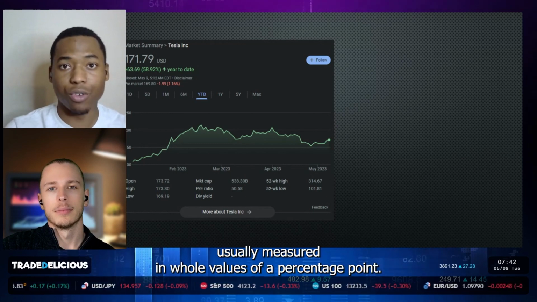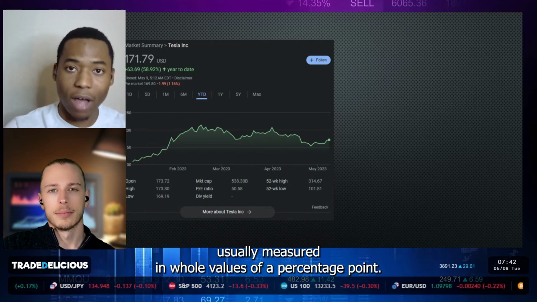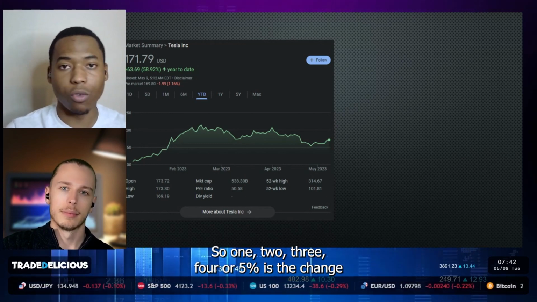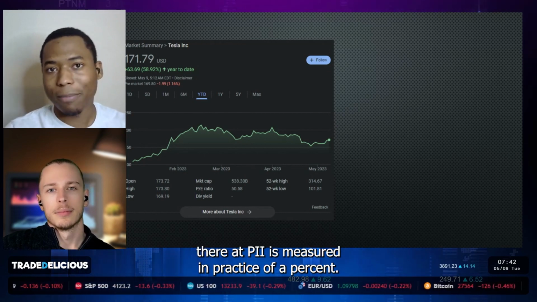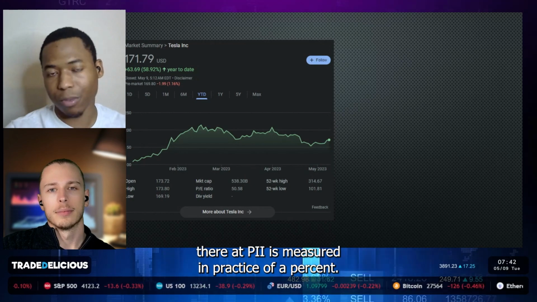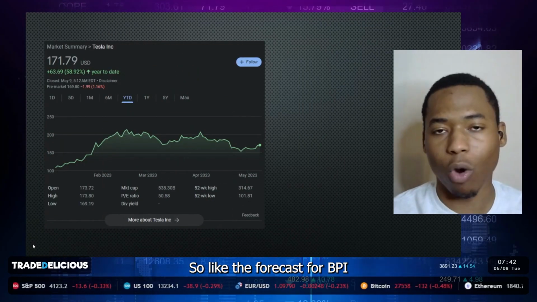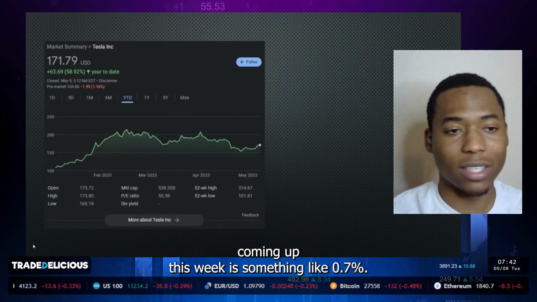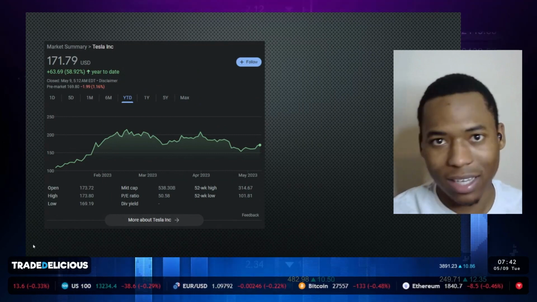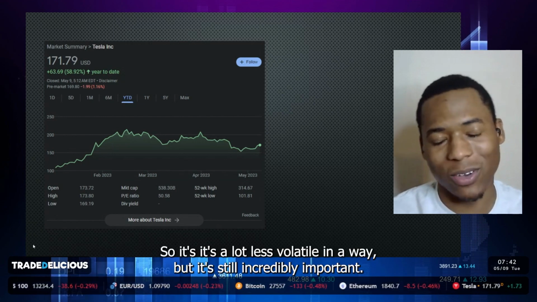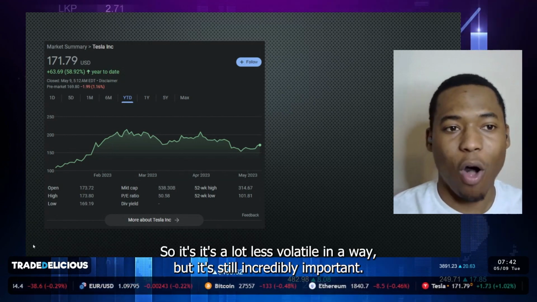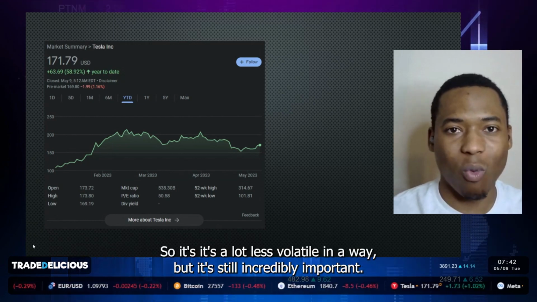PCE and CPI are usually measured in whole values of a percentage point. So 1, 2, 3, 4, 5% is the change there, and PPI is measured in fractions of a percent. So like the forecast for PPI coming up this week is something like 0.7%. Usually we're off by 0.1%. So it's a lot less volatile in a way, but it's still incredibly important.